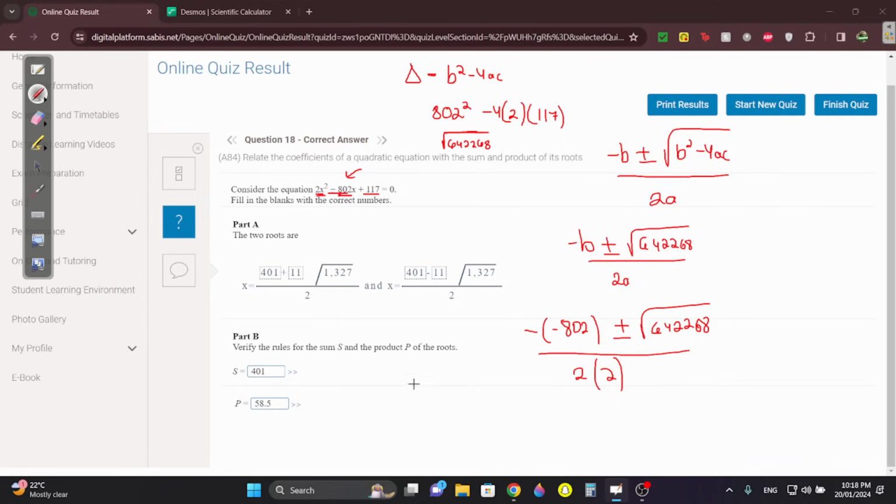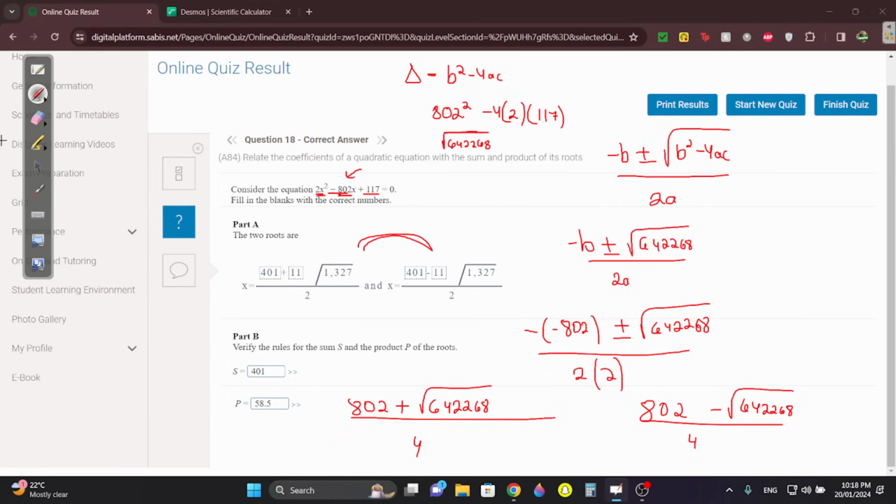Minus 802 is 802. Okay, let's solve the first one, the positive root: 802 plus radical 642268 over 2 times 2, which is 4. The other one, now with minus, will be the same thing: 802 minus radical 642268 over 4. So you're going to tell me these aren't the same answers as what you just got.